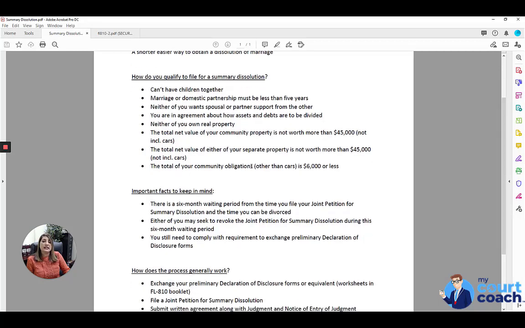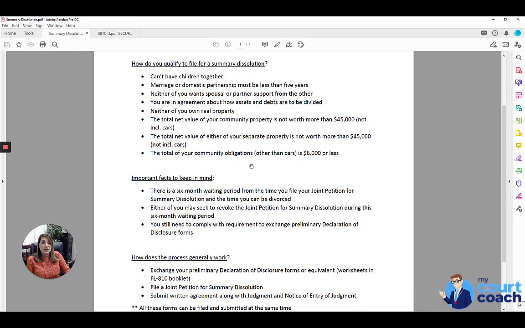Some important facts to keep in mind with a summary dissolution: just like with a regular divorce, there is a 6-month waiting period from the time you file your petition for summary dissolution and the soonest you can get divorced. During that 6-month waiting period, either of you may seek to revoke the joint petition for summary dissolution if you change your mind or have a change of heart about it. So there's a specific form that you would file to do that. That's a notice of revocation. We will cover that in a separate video.